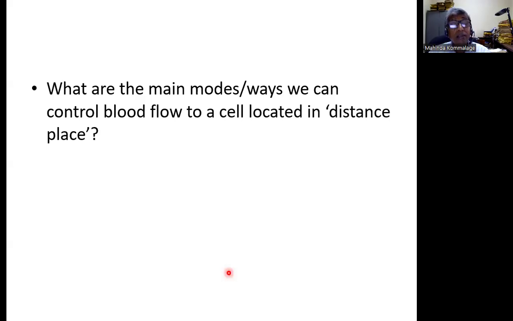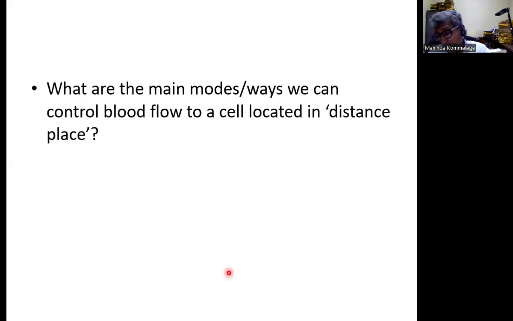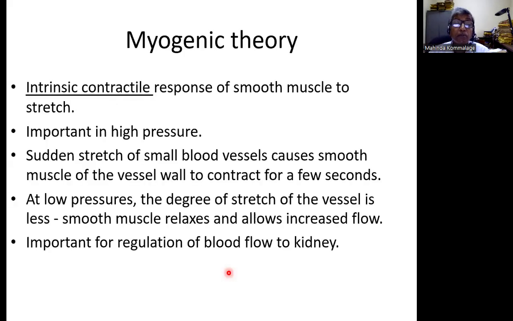So later, try to answer this question. What are the main modes and ways we can control blood flow to a cell located in the distant places? Let's say, just consider the cells in the muscles. What are the ways we can control the blood flow to this cell?